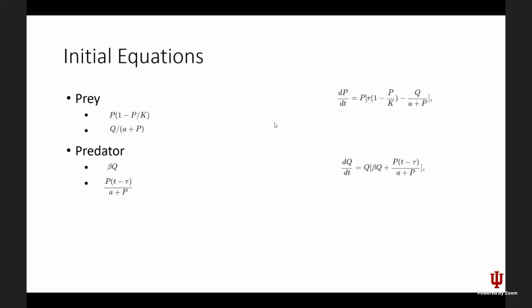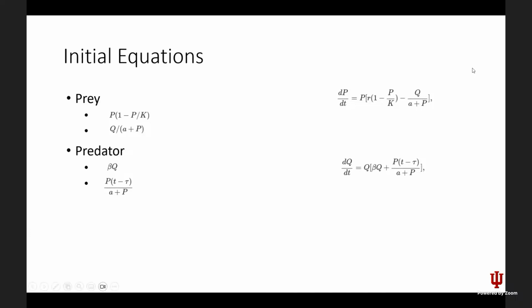If we look at some of the initial equations for this, on the right is the total equation, and on the left I broke it up into some smaller parts. On the right is the rate of change of the prey, and this depends on two sections. One is P times 1 minus P over K, and the other is Q over A plus P.